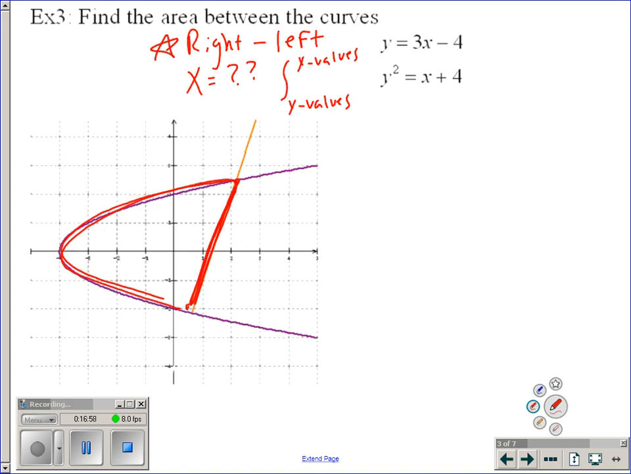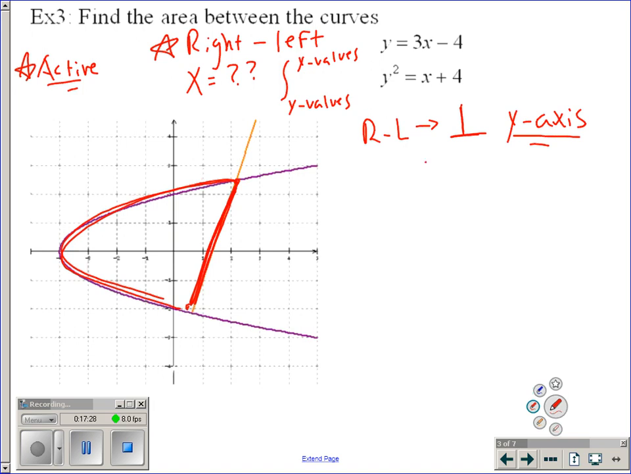Now, just to preface this a little bit, this is going to be a calculator active problem, just to help us out. So just to write this all out again, this is a right minus left problem. This means that my functions are actually going to be perpendicular to the y-axis, instead of the x-axis.